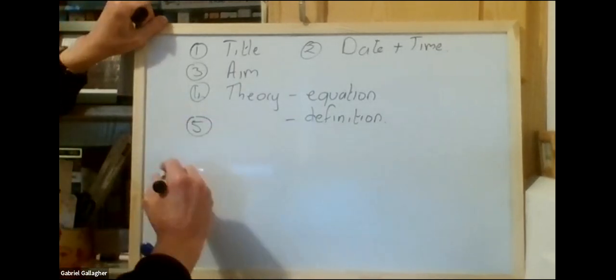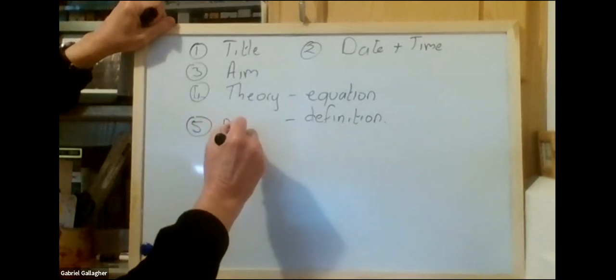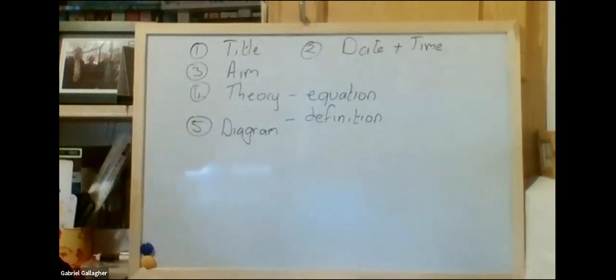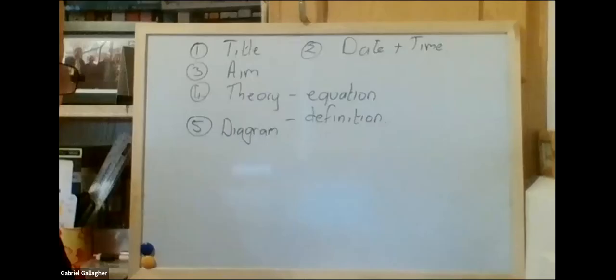5. A diagram. A couple of things you can do here for a diagram. You can take a photograph of the equipment. You can copy the diagram that's in the workbook that I give you. Remember, the workbook is online, so you can have the electronic version and copy that. Or you can hand draw something and scan it in.